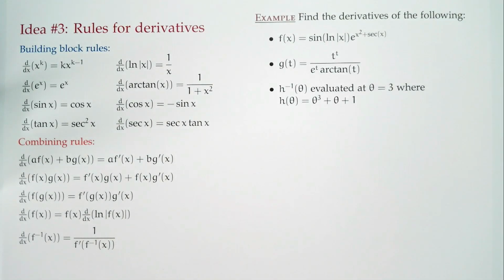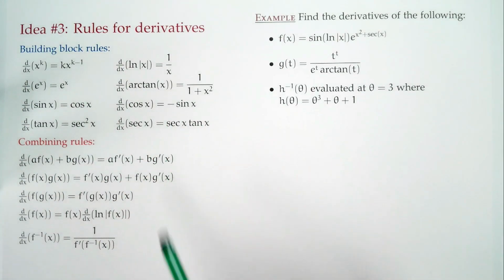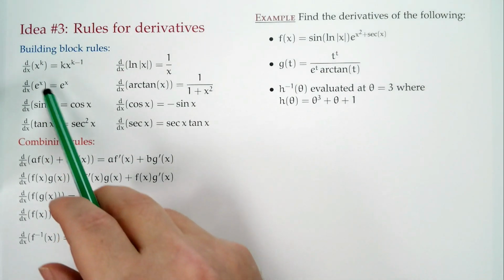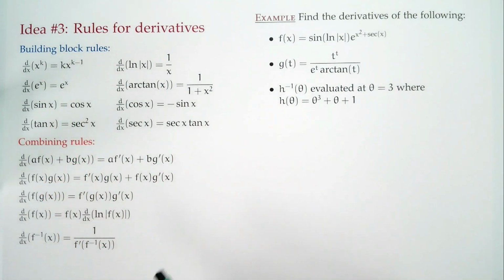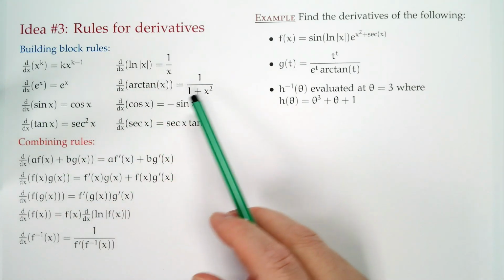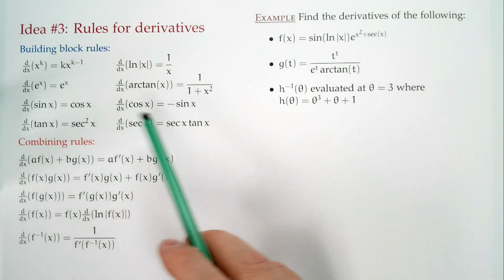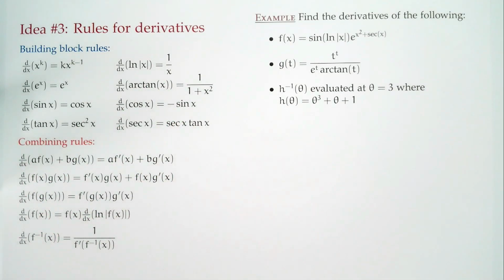Okay, so the next big ideas are rules for derivatives. Really you should think of the rules for derivatives as falling into two camps. The first camp is a collection of functions for which we know the derivatives explicitly. The biggest collection is of x to any power. Then you have log of x, e to the x, arctangent. Oh, arctangent, what a beautiful function. Then you've got your sine, your cosine, your tangent, and your secant. Those are our building blocks, and I call those the building block rules.